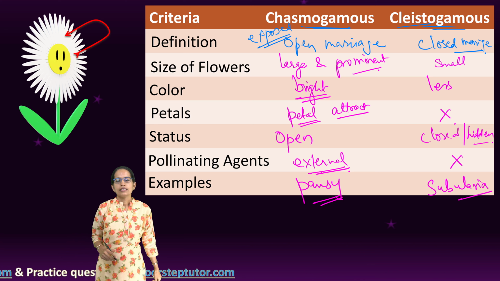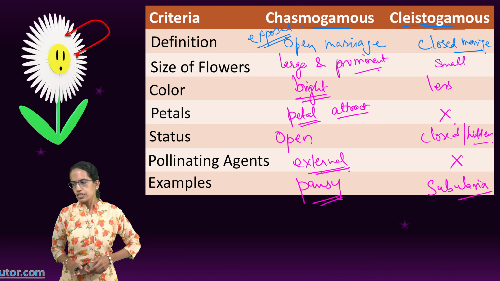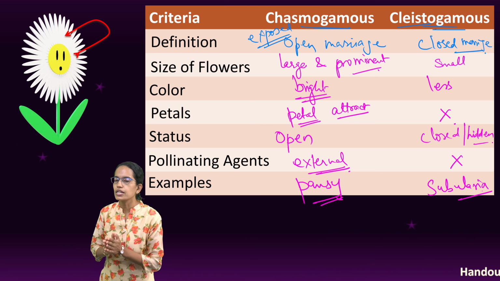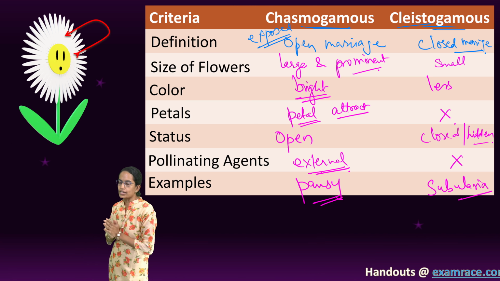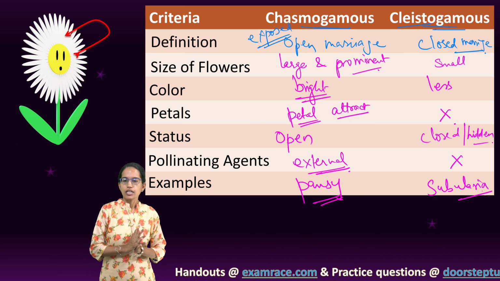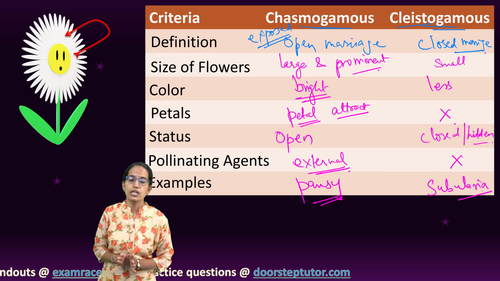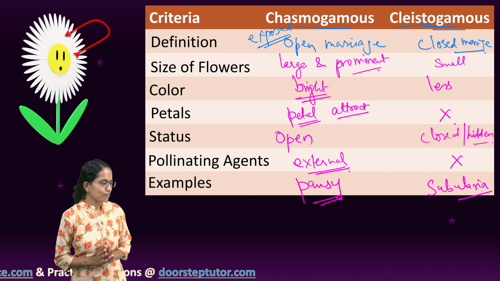Okay, so that's the major difference between Chasmogamous and Cleistogamous. The definition itself is important. What does the word Chasmo and Cleisto mean? Chasmo means open, Cleisto means closed. Extremely important. The difference between those two is extremely important. The examples are again very important.